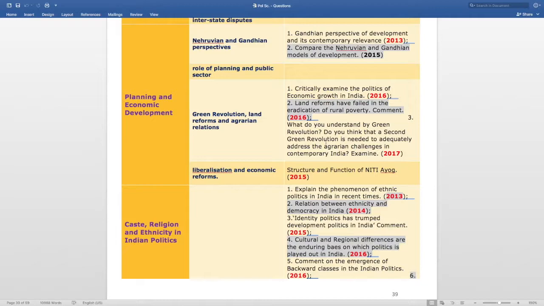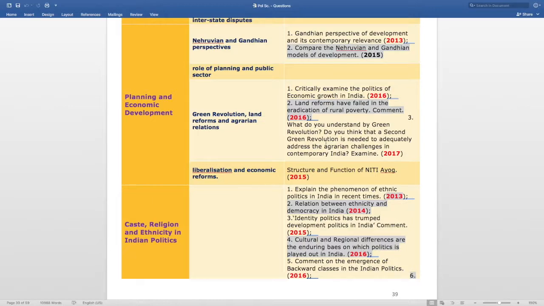The questions asked from this topic are: Gandhian perspective of development and its contemporary relevance. It is asked in 2013. Next question: compare the Nehruvian and Gandhian models of development. It is asked in 2015.